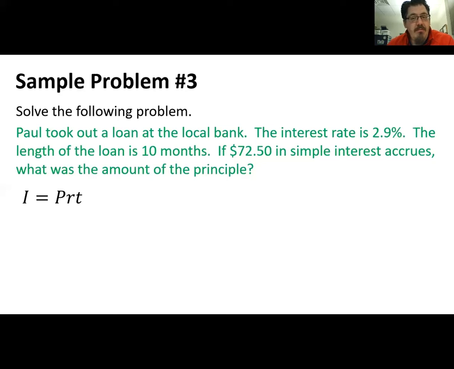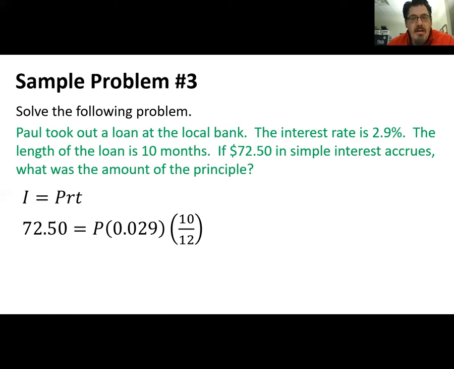So we're going to use the same formula. The only difference is when we plug in values, 72.50 is going to go in for I, for interest. The variable is going to be the principal, P. The interest rate is 0.029. Again, 2.9% written in as a decimal. And then for the time, again, we want to write down, because it's less than a year, the fraction of a year. So that's 10 months out of 12 possible months. So 10/12 is what we use for our time.